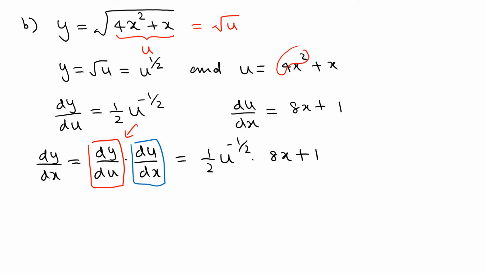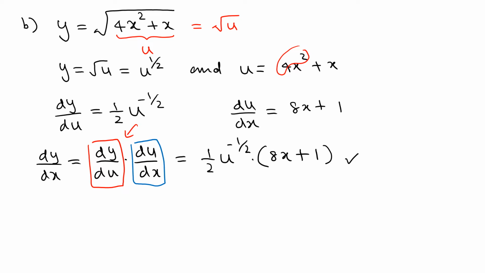Writing it like this is actually incorrect, because this means you multiply the 1/2 u to the negative 1/2 only by 8x. That's not what we need. We need to multiply the whole thing, so you need to write parentheses around it when you have more than one term. So that is the derivative, but we don't leave it like that. If we can, we simplify and then rewrite using the original variable.